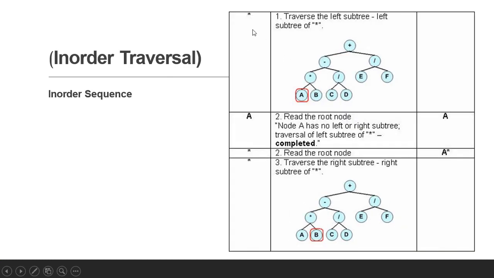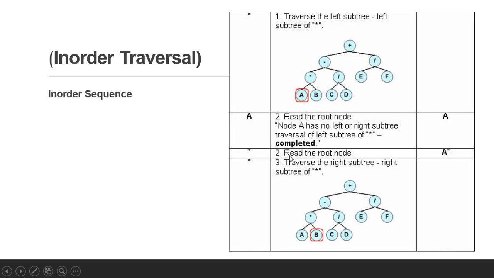Next, we have the asterisk. Traverse from the left subtree of the asterisk, and then we have A. A is not the root, this is the node now because there is no left subtree of A. So this time we'll have to read the node. Node A has no left or right subtree, so that's why we read the node. Okay, completed.